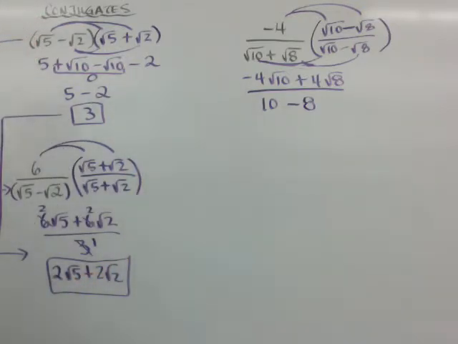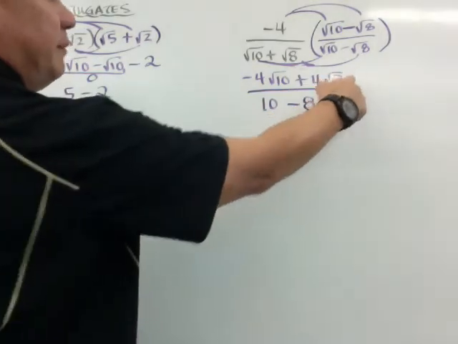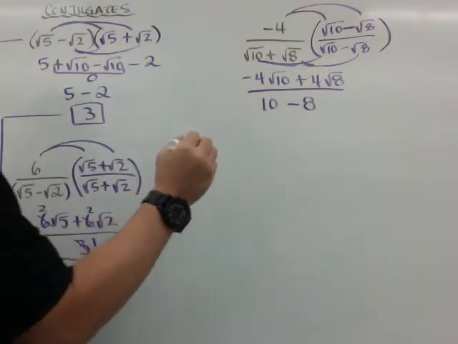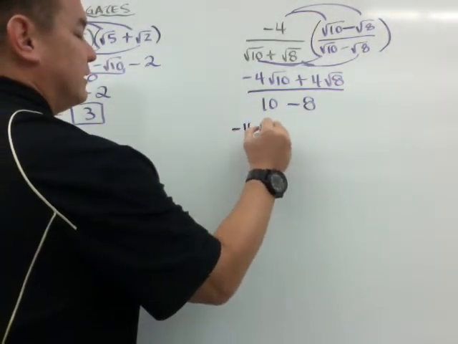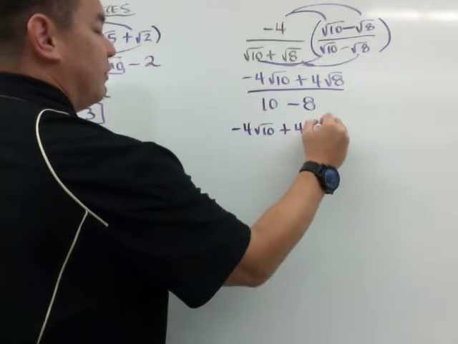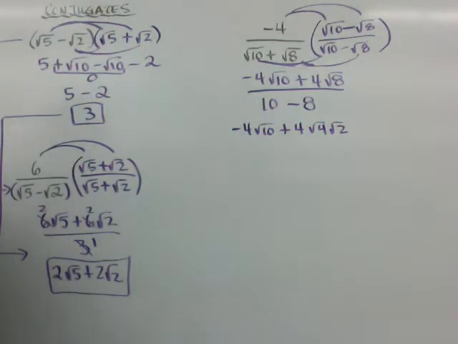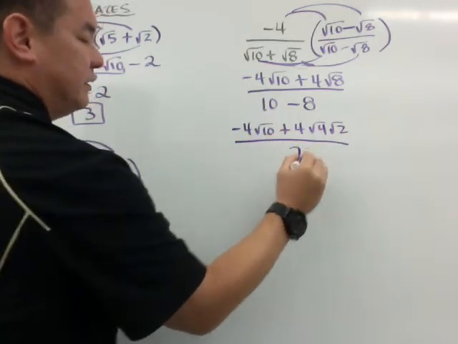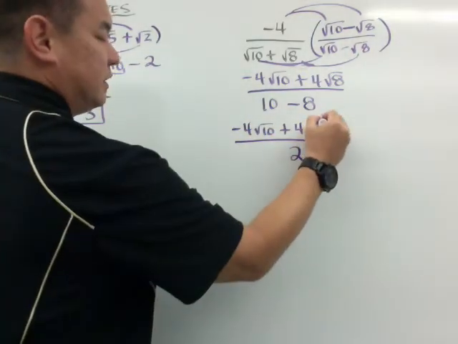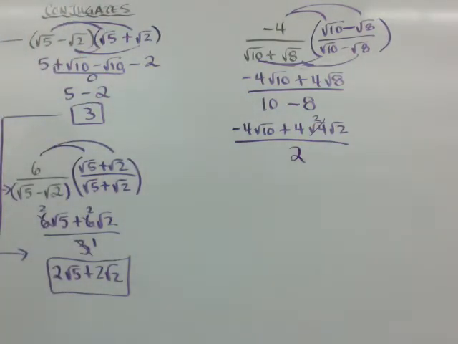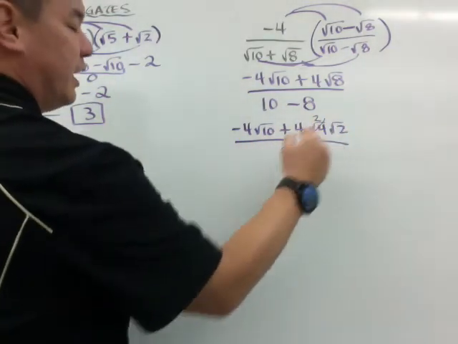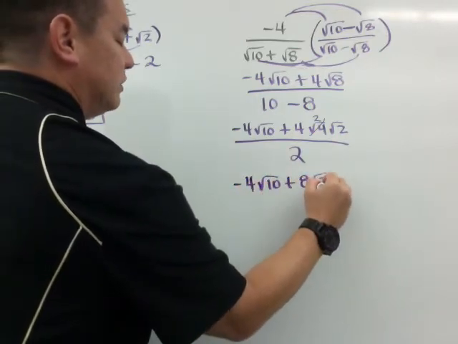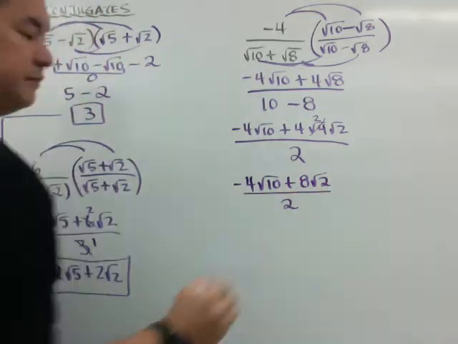Now, I don't know if you noticed it, but the radical 8 can actually be simplified because there is a perfect square factor in there, which is 4, because it's 4 times 2. So if I rewrite it, it would be negative 4 radical 10 plus 4 times radical 4 times radical 2. All I did was break down the radical 8. Radical 4 is the same as 2. So this is like saying 4 times 2 times radical 2. So I can simplify that to 8 radical 2, all over 2.